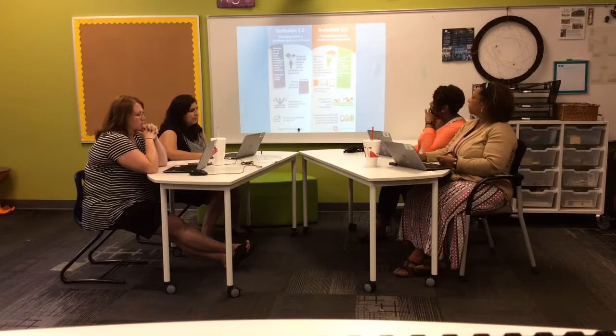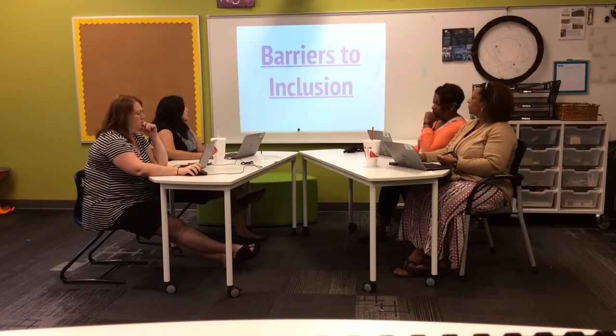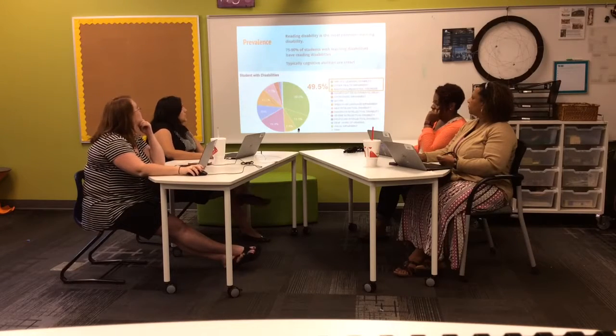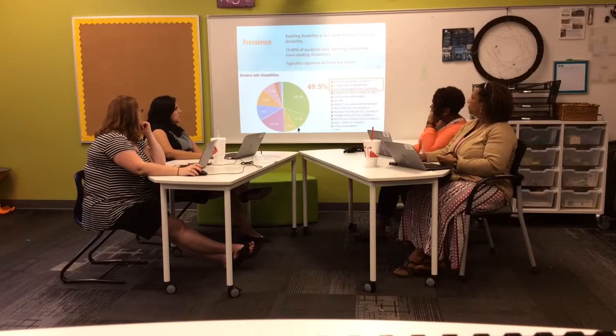Okay, so talking about barriers to inclusion. When we talk about reading disabilities, it's one of the most common. It makes up about 50% of children that we serve for students with disabilities. So really meaning that these children have average cognitive abilities, so they should be able to access text. They should be able to work with the curriculum. We just have to provide the appropriate accommodations. And so that really goes back to thinking about how do we change our instructional practices as teachers.